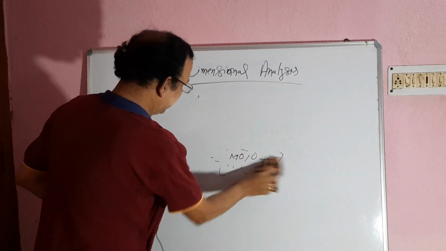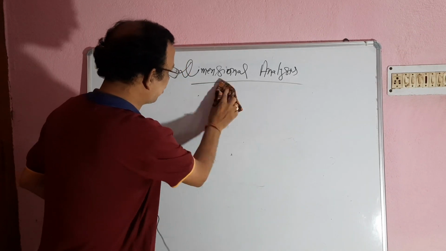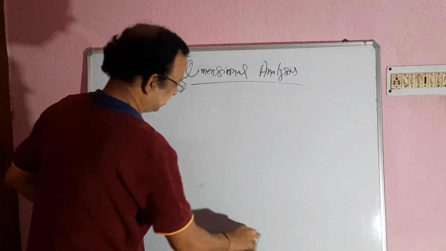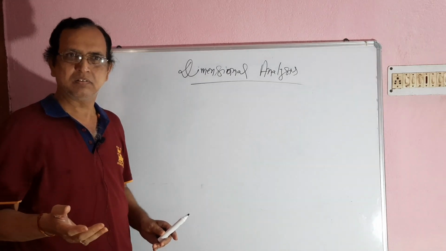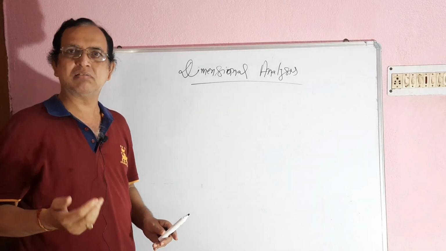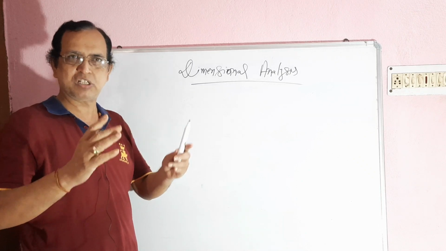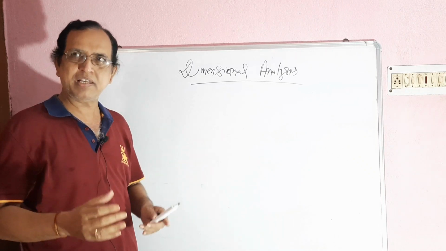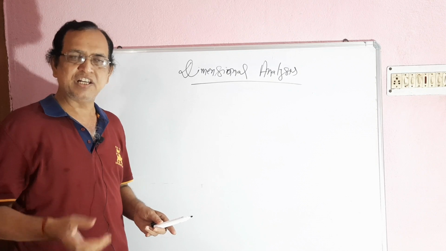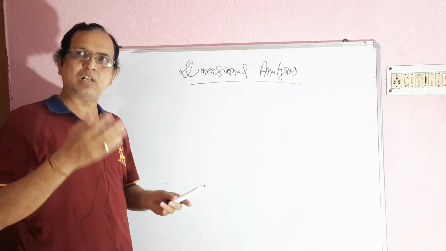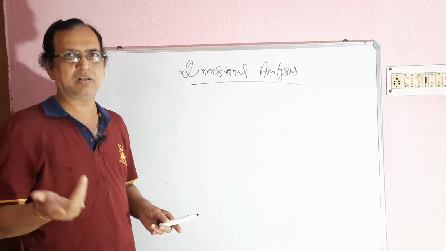Like angle, strain is also dimensionless. Strain is the change in length by original length, change in volume by original volume, change in area by original area. Increase in length by original length. So length by length. So it is dimensionless.